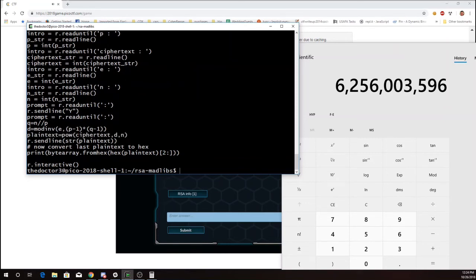Now, after I've done all of that, what it tells me is that if I convert that last plain text to hex and then convert it to ASCII, that will be my flag. So I take the plain text, I convert it to hex. This 2: gets rid of the 0x in front. And then Google told me that if I want to convert that hex into an array of characters, I can use this byte array from hex. And then I'm just going to print that out.